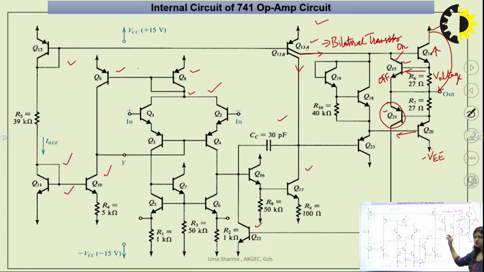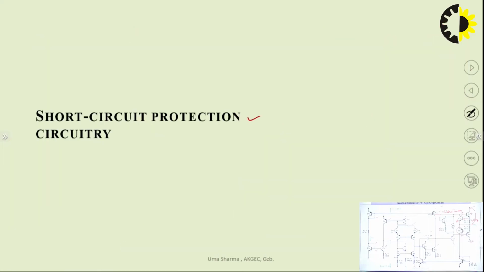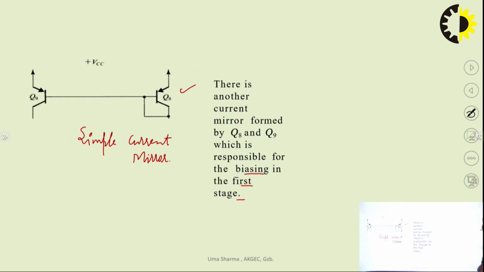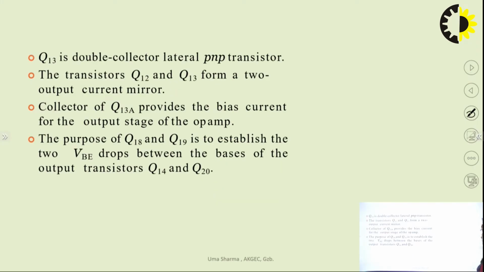These transistors are also used to generate the appropriate voltage between these base to base terminals, between the base of Q14 and Q20, or these are also considered as the transistors for biasing. So the biasing part is now completed. Now come to the input stage structure. I have already discussed this point. This is a double collector lateral transistor. So the function of this transistor is to bias the two different stages. One is to bias the output stage and another is to bias the second stage, that is Q13B.